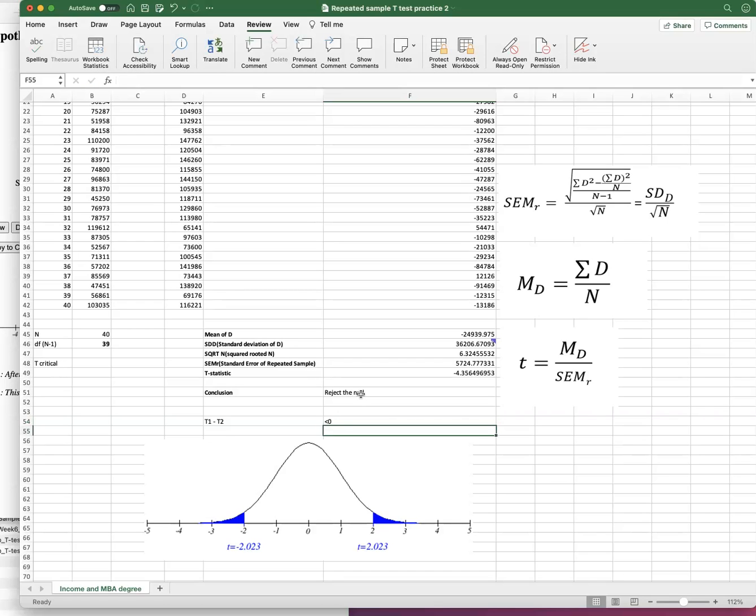So we would have to say that there is a positive effect on income when you get an MBA. So that will be our conclusion.